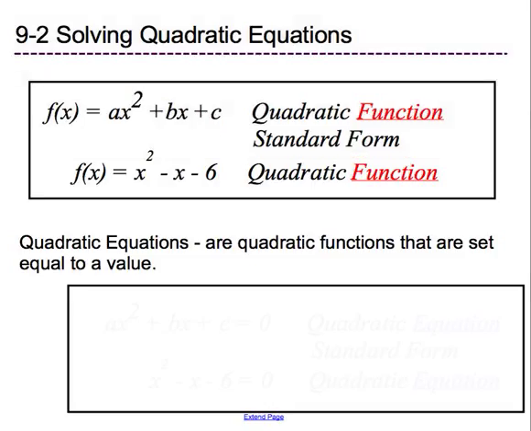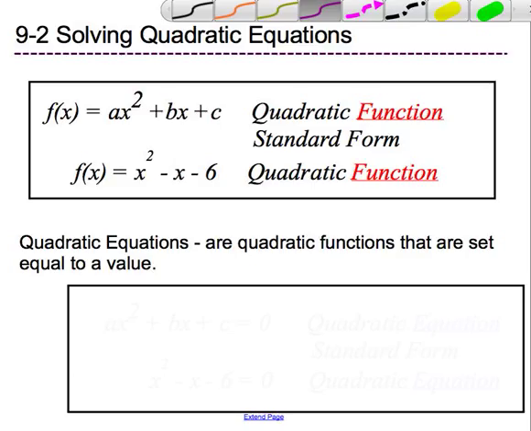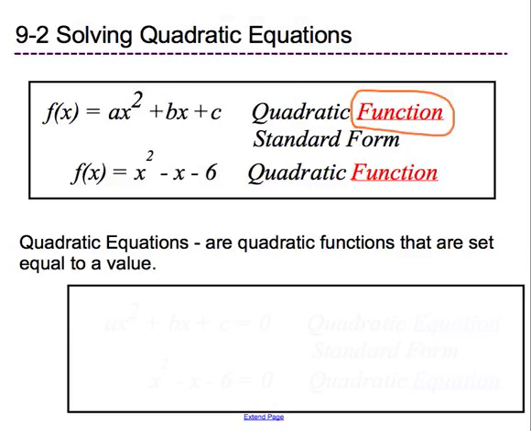Lesson 9.2 is on solving quadratic equations. Our first lesson of this unit was actually on graphing quadratic functions. So graphing the quadratic functions, here's the standard form of a quadratic function. And it's written in function notation, which is f of x equals ax squared plus bx plus c. And remember, we could also just say y equals here.